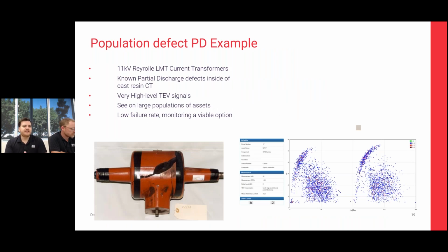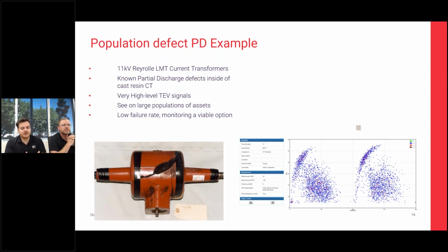Here is just an example of a long-term asset with a PD issue that we've found, and how they managed it. This is part of the 11 kV Reyrolle LMT switchboard, and there is a known defect in the CTs of these boards caused by air bubbles during the manufacturing process. What this gives off is very high level TEV signals, and we've seen these on a very large percentage of the Reyrolle LMT CTs, and they tend to swamp the entire switch room when doing the testing.